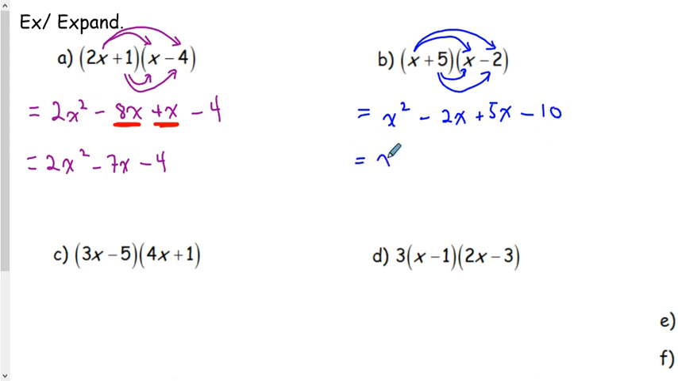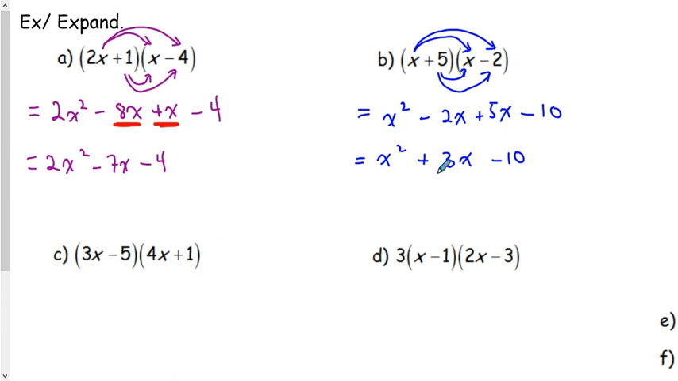Let's collect our like terms. Our x squared and our minus 10 don't change because they have no other like terms to group them with. We've got minus 2x plus 5x. So we're going to go down 2 and then up 5. That's going to leave us with positive 3x. So that's our final expression.